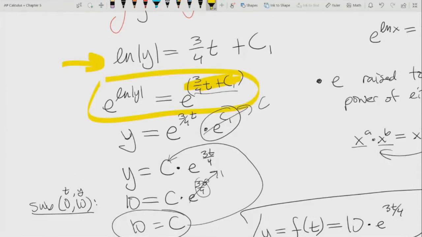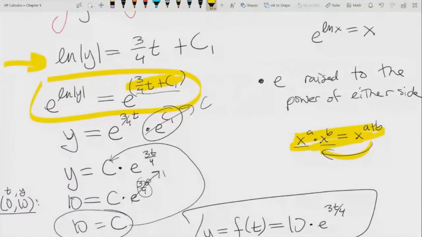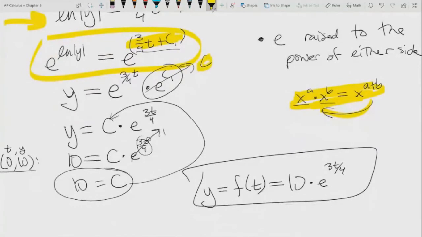And the interesting thing about this is I can use a little exponent law in reverse to change this e to the 3/4 t plus c1 to two separate e's: e to the 3/4 t times e to the c1. But think about it like this: if I'm raising e to some constant, it's still a constant, right? E is a number, it's not a variable. C is a number, it's not a variable. So let's just call that C. We took that and said, all right, this is just C. Let's write that out front. So our general format here was this one.